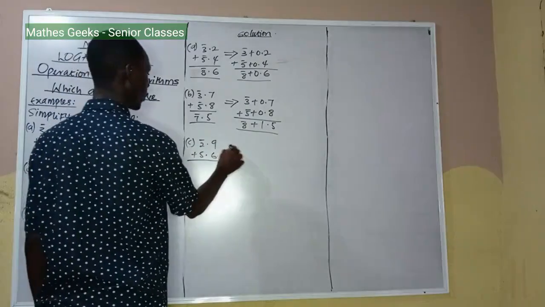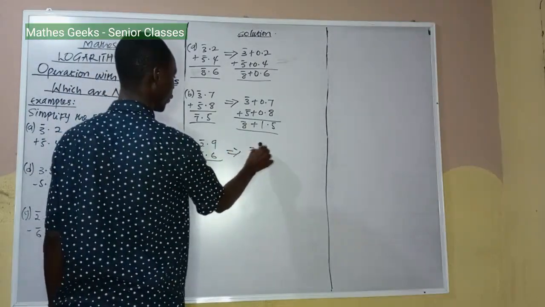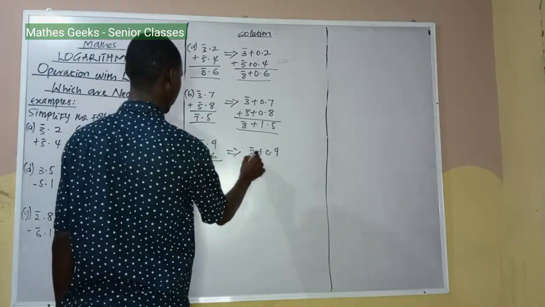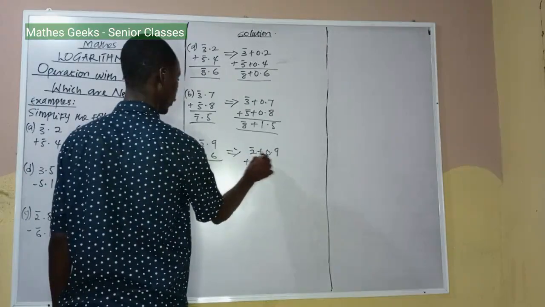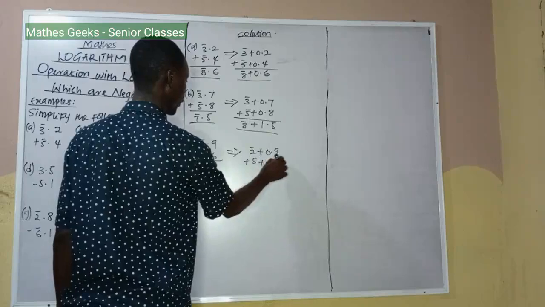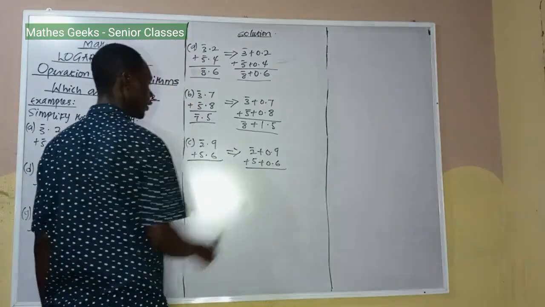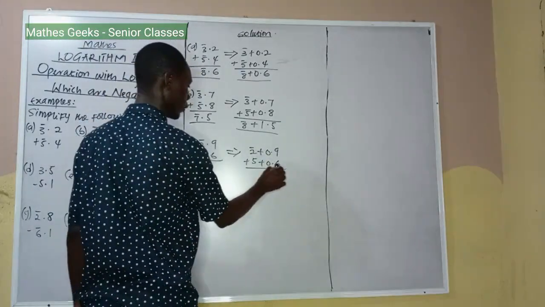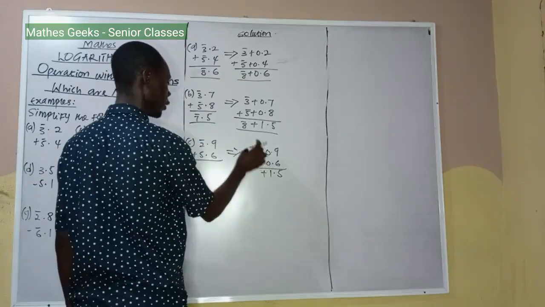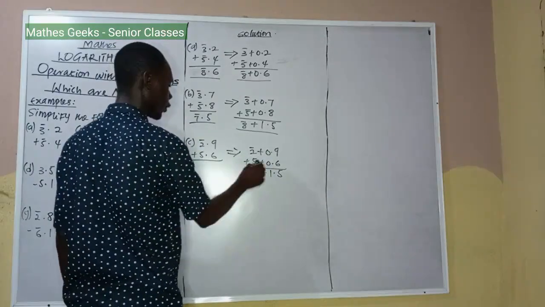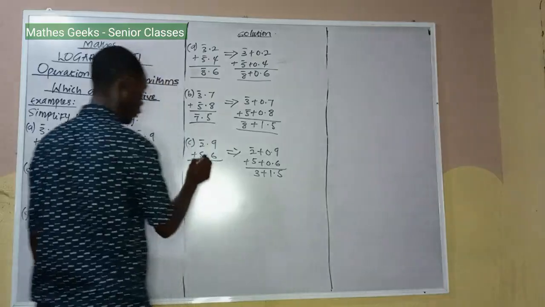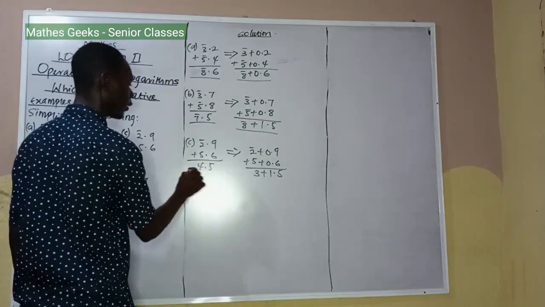So let's come over here. Bar 2 plus 0.9 and then 5 plus 0.6. 9 plus 6 will give us 15. 1 plus bar 2 plus 5 will give us 3. And 3 plus 1 will give us 4.5.